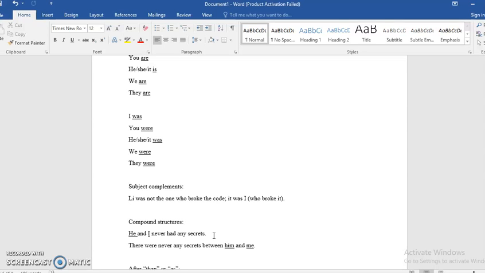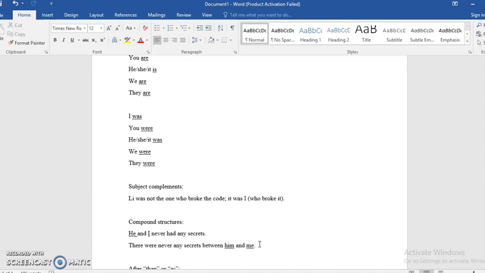Where it gets a little bit more tricky is when you have these words and I have to make this decision more toward the end of the sentence, right? So in this sentence, the subject really is secrets. You're saying secrets were never between these two people. So since you already have a subject and your verb, this stuff that comes after, these are going to be objects, right? So that means you need to use the object pronouns. So you would say there were never any secrets between him and me. You wouldn't say there were never any secrets between he and I.